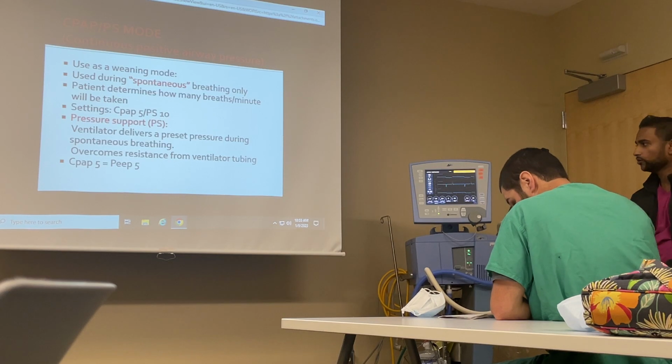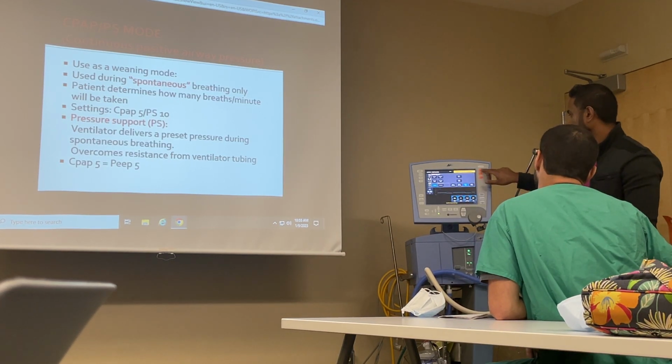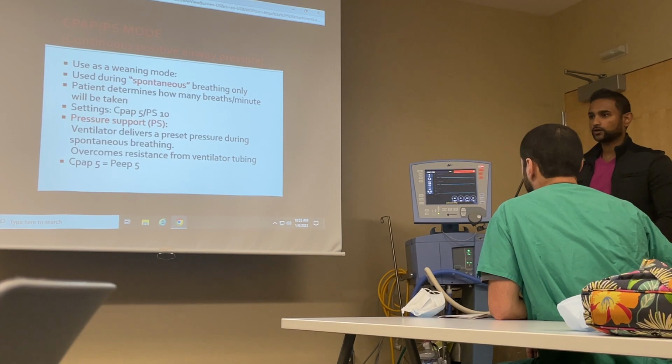So in CPAP mode, okay, guys, let's go to CPAP mode. Mode accept. Boom, everything's gone away. What do you see? You don't see a respiratory rate. You don't see a set tidal volume. All you see is two numbers only. You still need your physiological PEEP of 5 and your pressure support of 10.